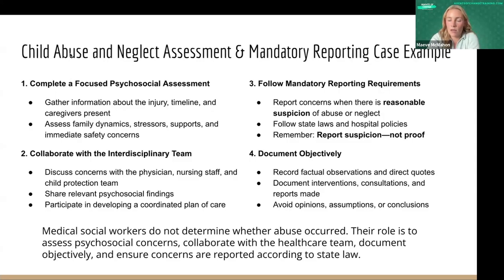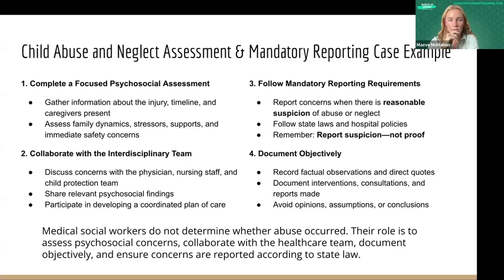So record factual observations and direct quotes, document interventions, consultations, and reports made, and avoid opinions, assumptions, or conclusions. I will read back if I'm writing down what a parent told me happened that day. I will read it back to them to make sure that I am putting it in their words because I don't want to put words in their mouth. I don't want to be accidentally putting assumptions into the conversation. And your opinion does not have a place in a medical chart. So, unless you are a professional who is consulted to put your professional opinion into this chart, we are not putting our opinions in.